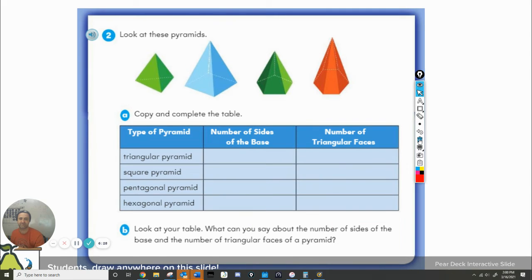Do this again. This one I'm just going to do with you. Look at these pyramids. Copy and complete the table. Triangular pyramid has 3 sides on the base and 3 triangular faces. Square pyramid has 4 sides on the base, 4 faces. 5, 6, 6.